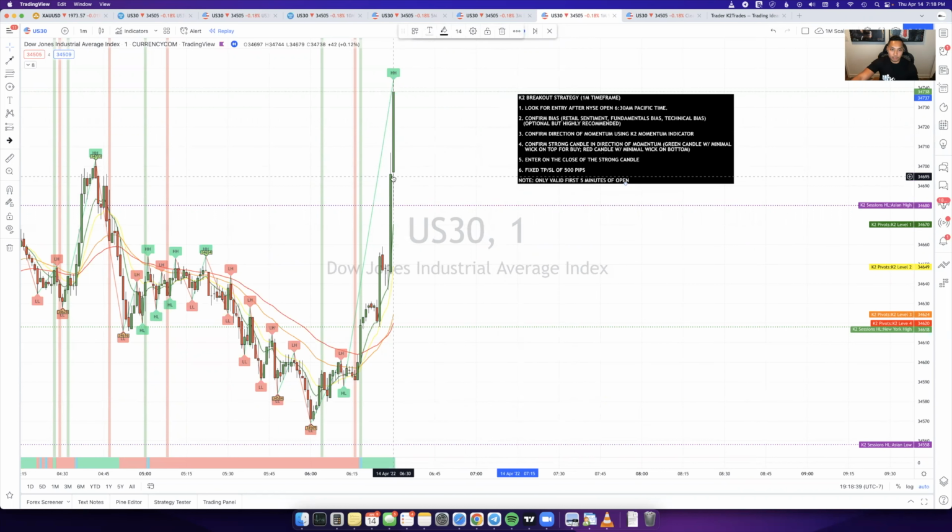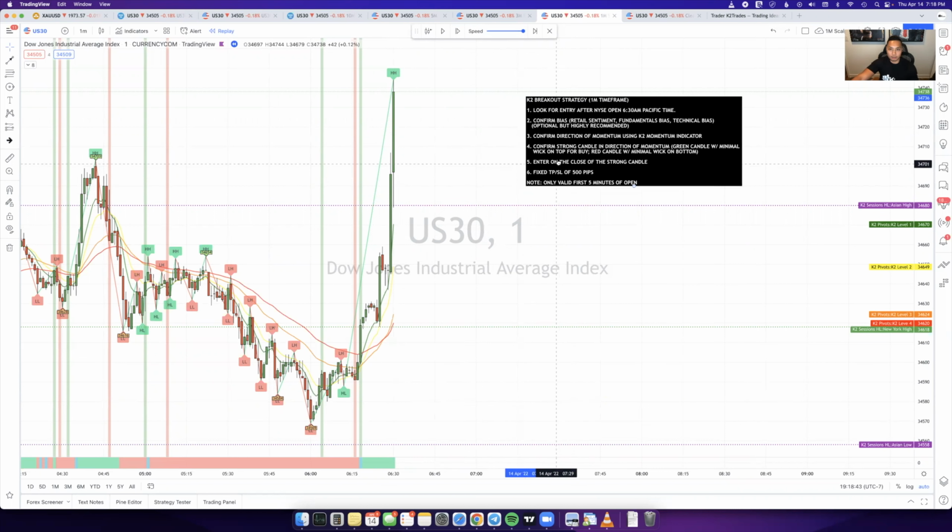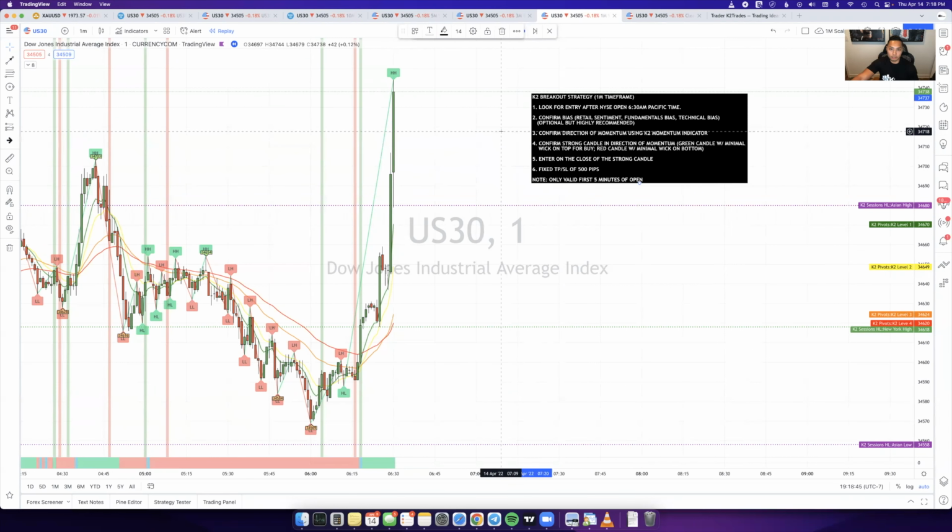Once market is open right here, you can see I have it started at 6:30. This is the breakout we took this morning. The first step you're going to do is look for the bias. This isn't required, but this is highly recommended because you want to be trading in the direction where price is going to be going, right?